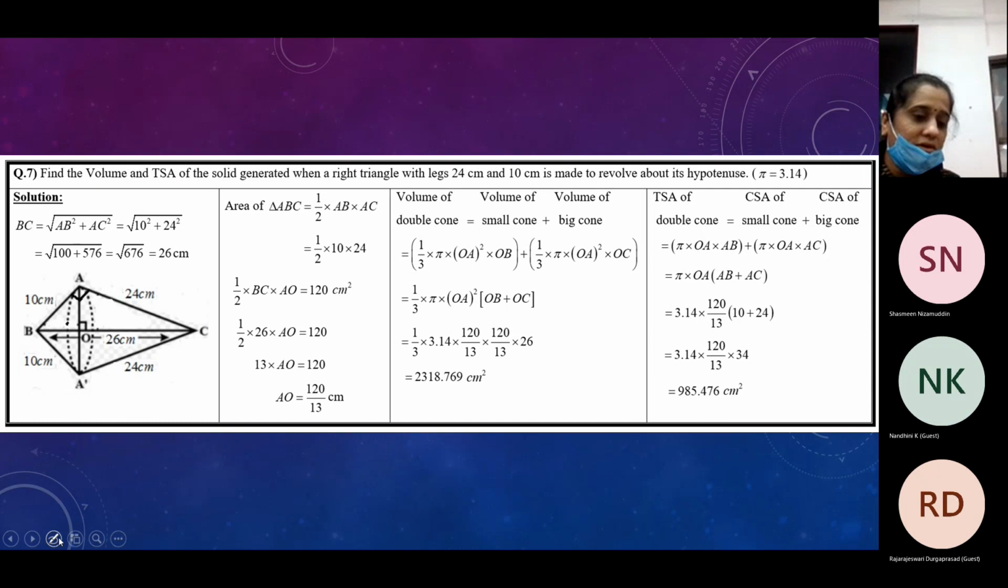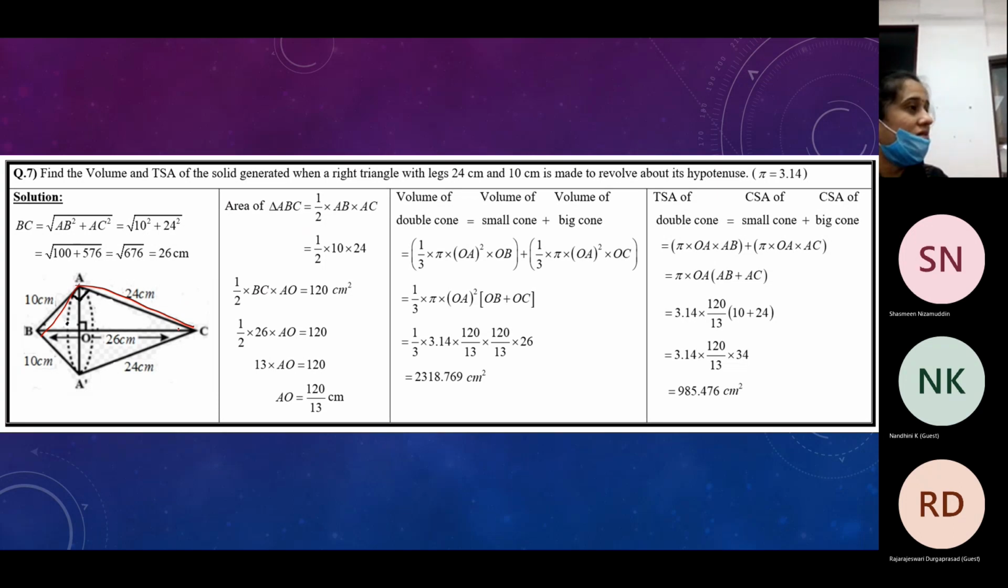All right. Again, focus. Area of triangle ABC. See the figure. Area of triangle ABC is equal to half base into height, half into base AB. The base and height are the sides containing the right angle. This is the base, this is the height.